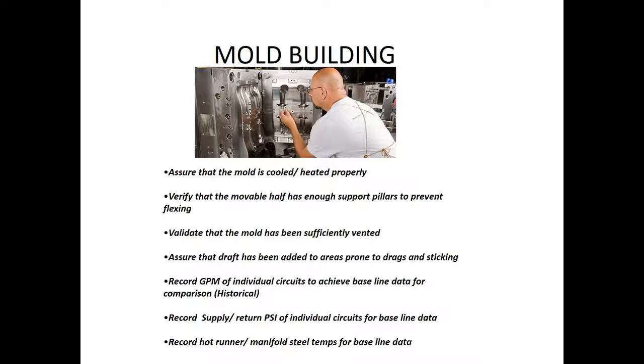So then we reach the mold building stage, and some of the important characteristics of this stage is we want to assure that the mold is cooled and heated properly. And in addition, we're going to verify that the movable half has enough support pillars to prevent flexing, because we want to prevent situations where we end up with flash because the mold easily flexes. In addition, we want to validate that the mold has been sufficiently vented, and we're also going to want to assure that draft has been added to areas prone to drags and sticking.